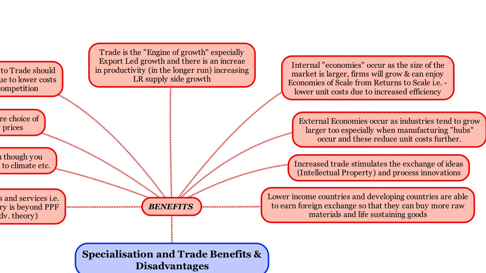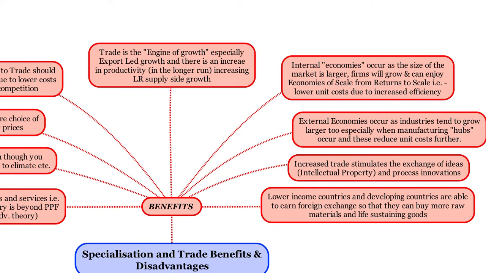Several reasons really in terms of the supply side. Firstly, you've got the idea of internal economies. That is that when you open up your country, when firms start to specialize, as they do under comparative advantage theory, the firms are going to get larger. That's going to give them internal economies of scale. You'll learn that in microeconomics. It'll basically mean that they have lower unit costs. They become more efficient. Their productivity rises, which leads to long-run supply side growth.